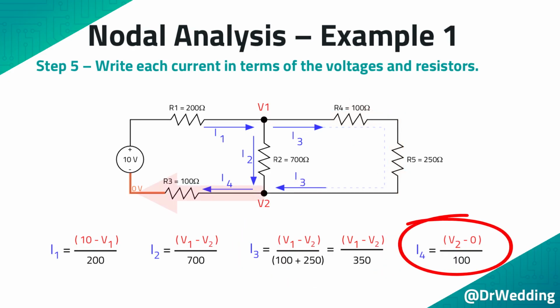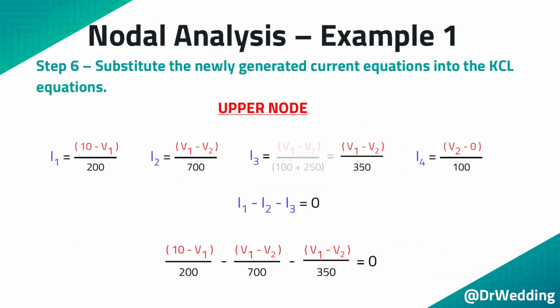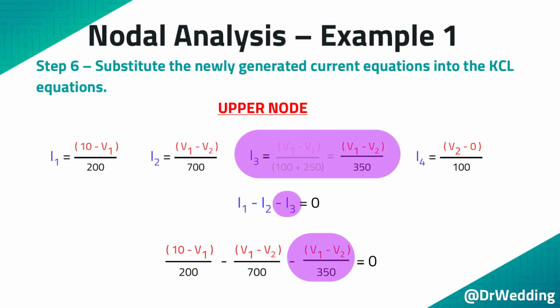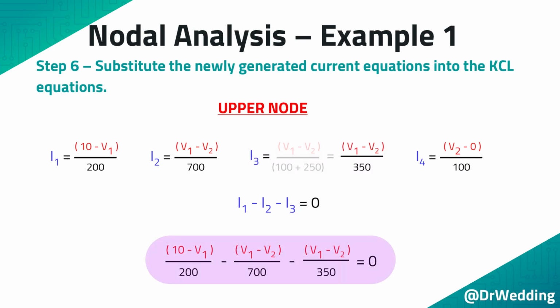Finally, the current I4 is assumed to be flowing from the lower node to the negative side of the power supply. So the voltage across the 100 ohm resistor is V2 minus 0. Step 6. Substitute the newly generated current equations into the KCL equations. First, substitute the values into the KCL equation for the upper node. This updated equation is now in terms of V1 and V2.